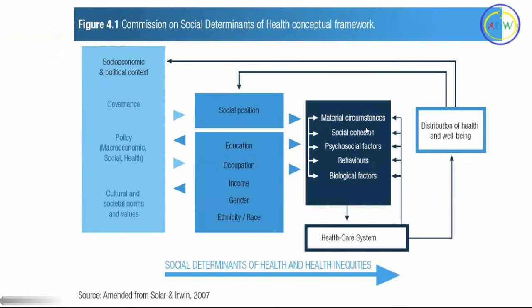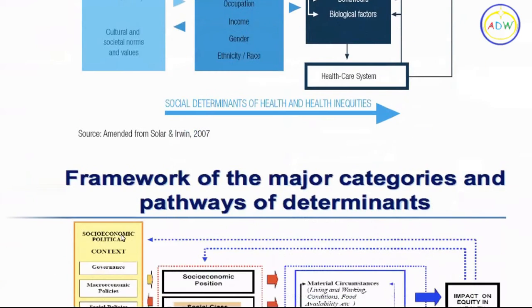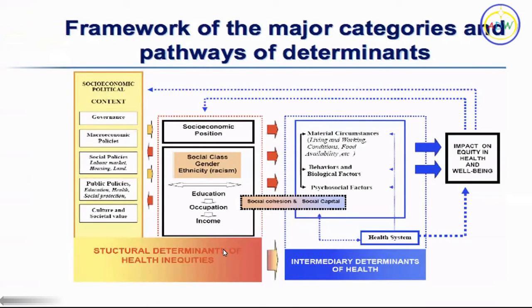So that is all together based on social position will form your status of health, your well-being, your quality of life. And we have to also note the big importance of healthcare services: the availability and quality of healthcare services are also determinants of health. The same pattern, the same framework WHO defined, but with division of structural determinants of health inequities and intermediary determinants of health.